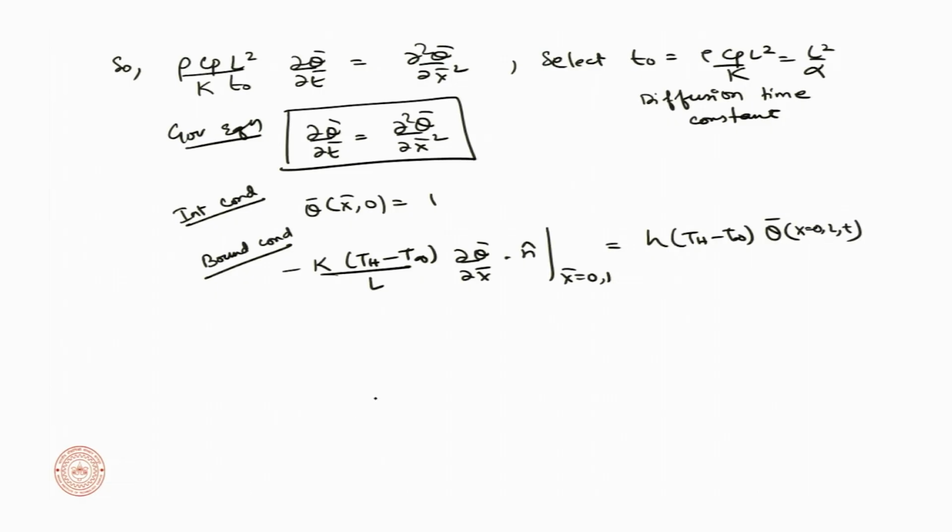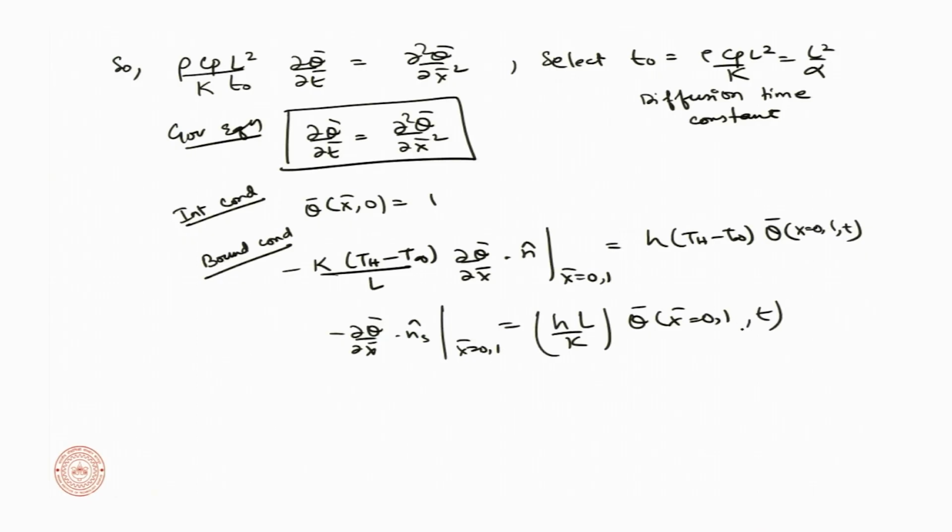Okay. So, again, our highest order derivative is this d theta bar by dx bar. We take everything else to the right. We will have minus del theta bar by del x bar dot with the surface normal at x bar is 0 comma 1 equal to h L by k into theta bar at x bar equals 0 comma 1. This is 1, it is not L, at a given time t.